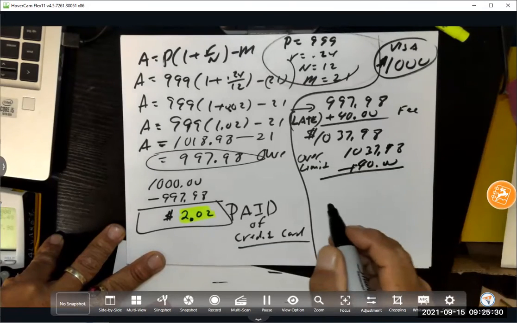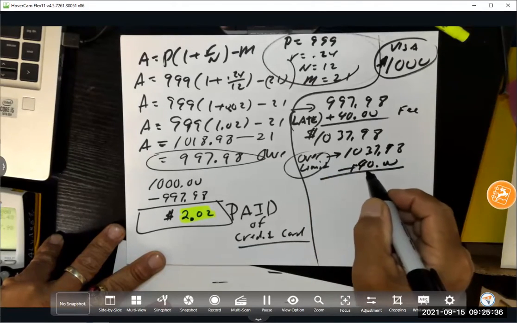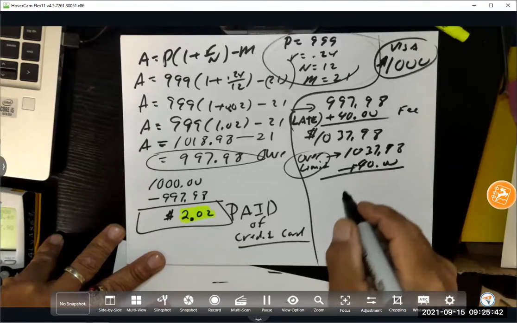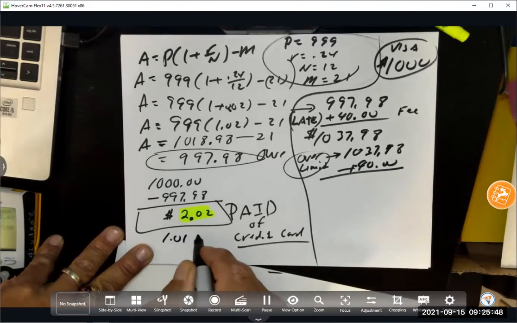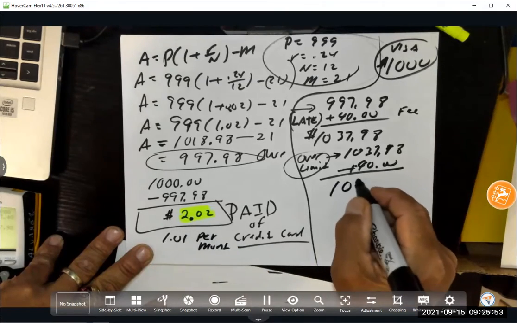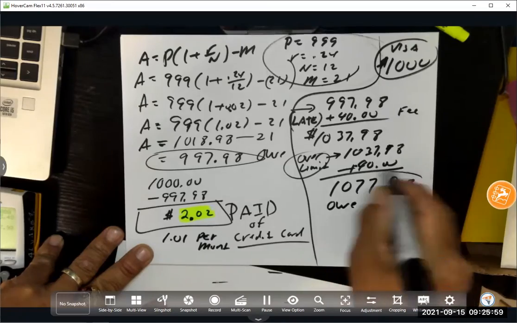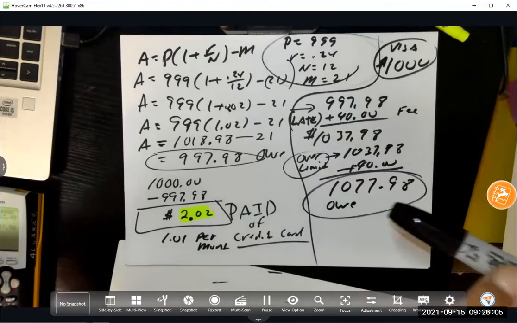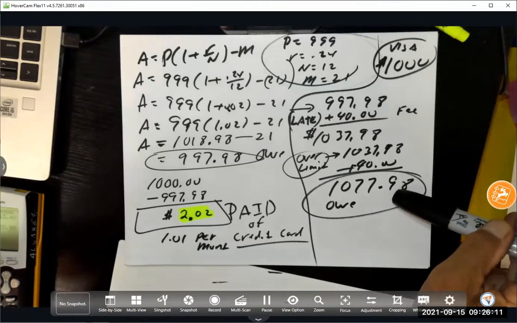Add those numbers together now. What is it now? Yes, you went over the limit, man. You owe us more money. How much is 1037.98 plus 40? Okay, it's 1,077.98. Okay, this is what you owe now. So you started with 1,000, and because you were late and went over your limit, now you owe us $1,077.98. What? I owe more money than I started with? Yeah.